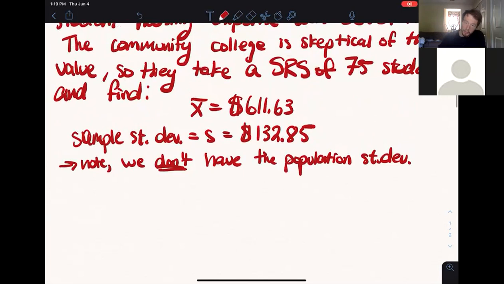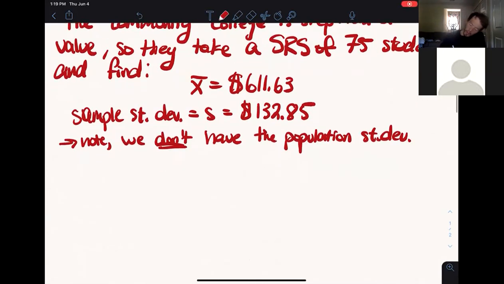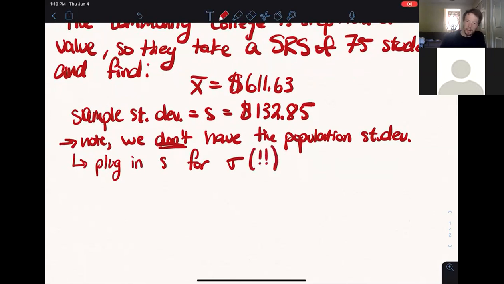The college collected their sample, found a sample mean to be 613.63, found their sample standard deviation to be 132.85. And what I'm going to tell you is to plug in the sample standard deviation for the place where we would usually put the population standard deviation. But I'm going to put a little bit of a pin in this, and I'm going to return to this. So let's go ahead and finish our hypothesis test using the sample standard deviation, but I have a number of comments to make about this when we get to the end.